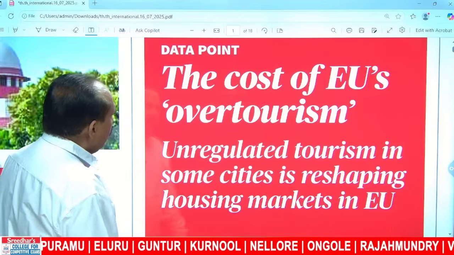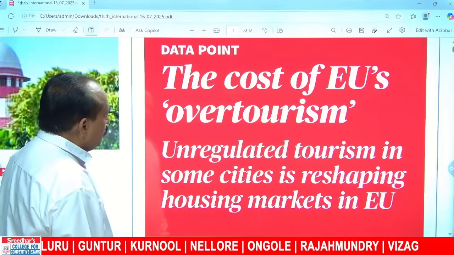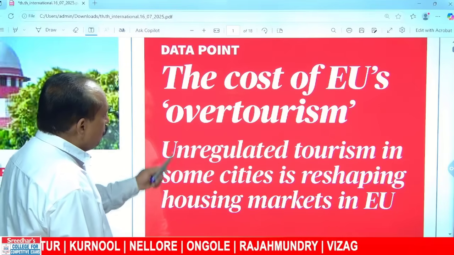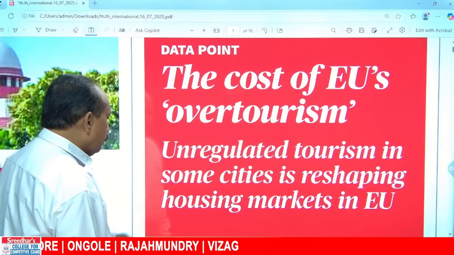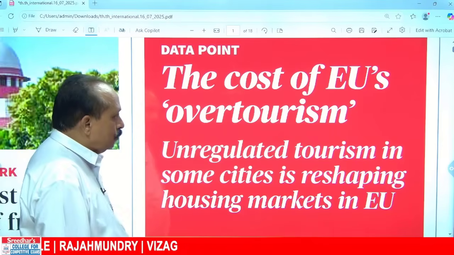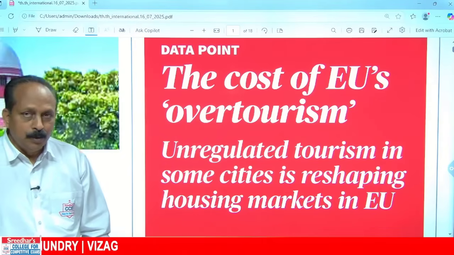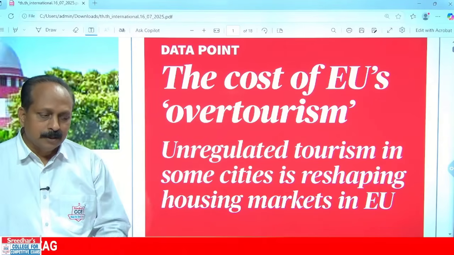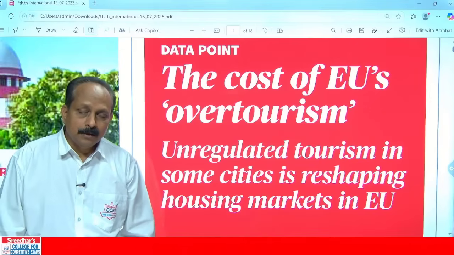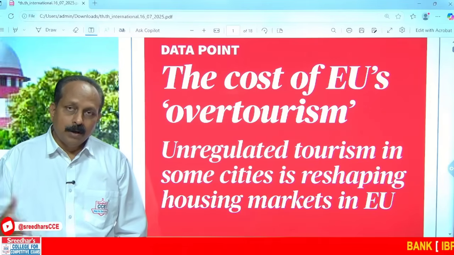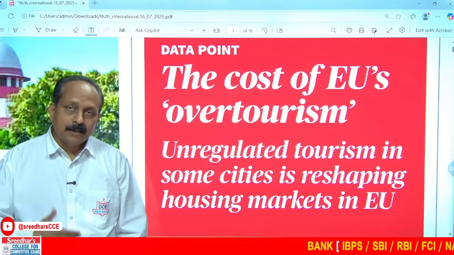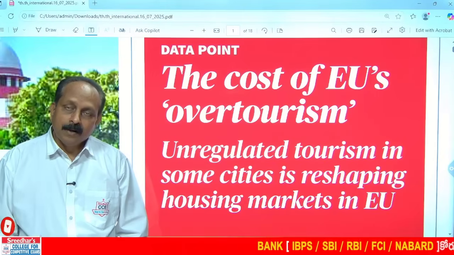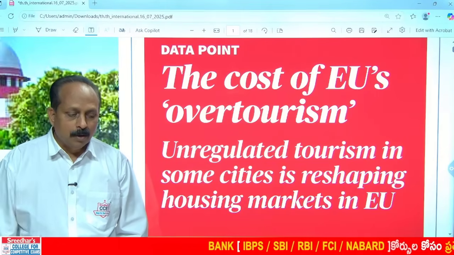The cost of EU's over-tourism: European Union's over-tourism, unregulated tourism in some cities, is reshaping housing markets in EU. Here we have over-tourism, meaning in excess. There are two words you should recollect: enough, too. What is the difference? Enough means sufficient. Too means excess, negative connotation. But too also has positive connotations.